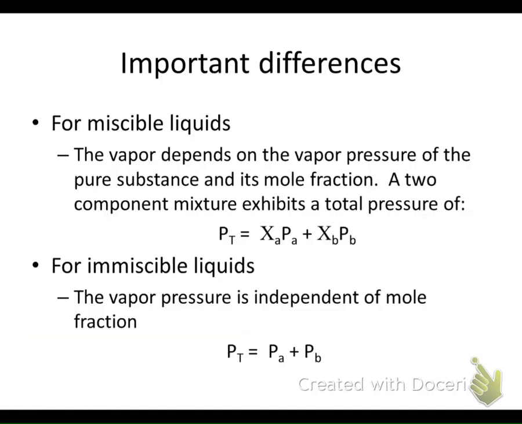So to emphasize then, the major difference is that when you have miscible liquids, the pressure is the sum of the pressures of the pure substances at any given temperature times their mole fractions. But for immiscible liquids, the calculation is much easier. The total pressure is just the sum of the pressures of each liquid at that temperature.